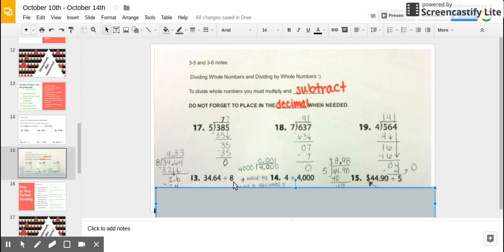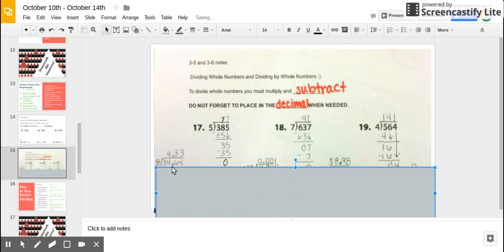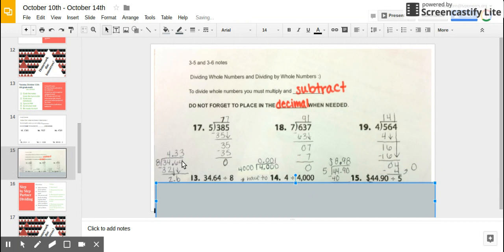34.64 divided by 8. This is what goes inside the doghouse. So this number is being divided by this number. So you would have to set it up exactly as I have it on the side, exactly as I have right here. 34.64 in the doghouse, 8 on the outside. So 8 cannot go into 3, so you have to divide 34 by 8. 8 will go into 34 4 times, but 8 times 4 is only 32. So you subtract, and that leaves you 2.